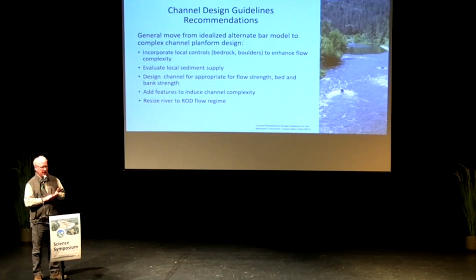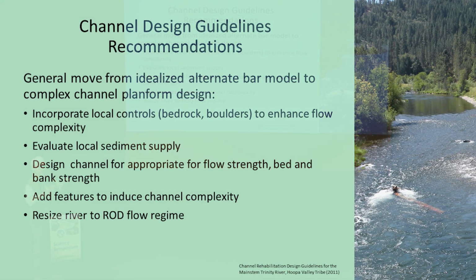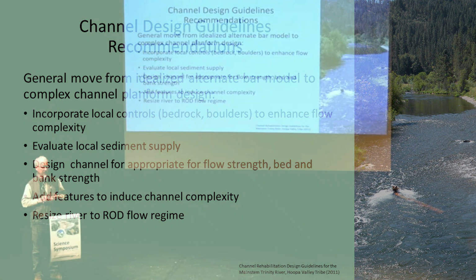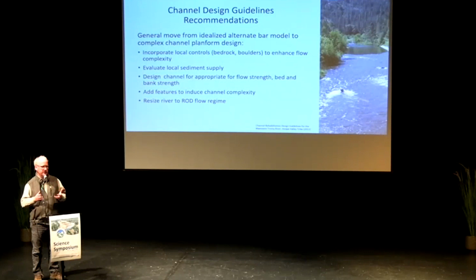The recommendations that came out of the guidelines were a move from this alternate bar model to more of an idea of complex channel form. This was to incorporate local controls on flow, where flow could interact with obstructions or bedrock to create features and hydraulic complexity in the flow. It was also understood that they needed to evaluate sediment supply at the local level rather than on the broad level. This goes to the realization that the river wasn't just a huge conveyor, that there were areas where there were sources and areas where there were traps.